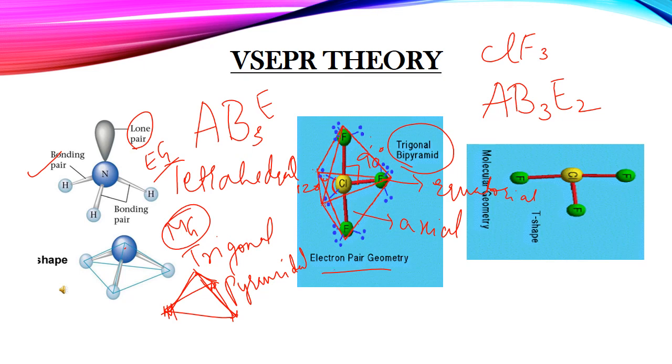So electron geometry will be trigonal bipyramidal. When you skip the lone pairs and just look at the bonded pairs, you can see it forms T shape. Chlorine is in the center and we have fluorine atoms, so it forms T shape. So that is your molecular geometry.